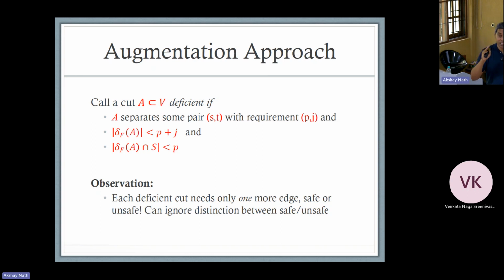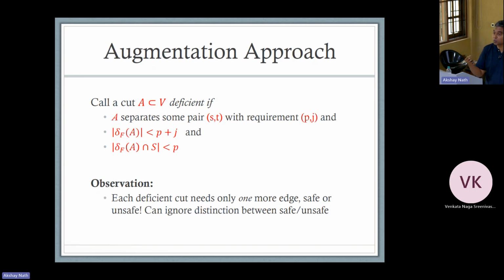The augmentation problem corresponds to taking all these deficient cuts and adding one more edge to hit those deficient cuts. And in adding one more edge, I can forget whether they're safe or unsafe. That's good, right? Because my whole mess in this problem is because I have to distinguish the safe versus unsafe. But in this augmentation problem, we can forget what they are. We just have a traditional network design problem where we have a collection of deficient cuts and we want to hit all of them. So it's like a hitting set or set cover.